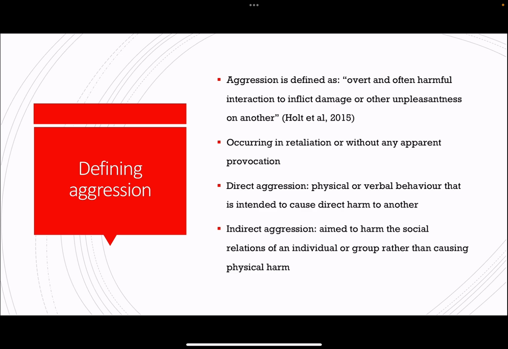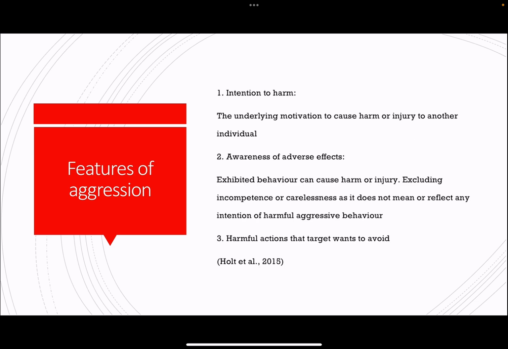There are different explanations for premeditated violence compared to impulsive aggression, as they stem from different sources, but all contain the three fundamental features of aggression. These are firstly the intention to harm, which has an underlying motivation to cause harm or injury to another individual. Secondly, there is an awareness of adverse effects, meaning that the exhibited behavior can cause harm or injury. This does not include incompetence or carelessness. Lastly, harmful actions that the target wants to avoid.